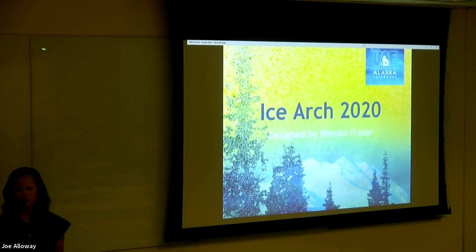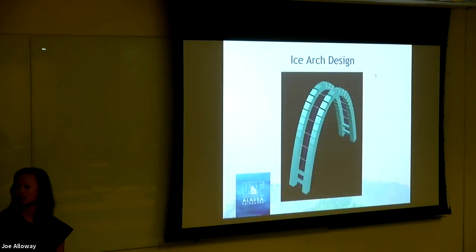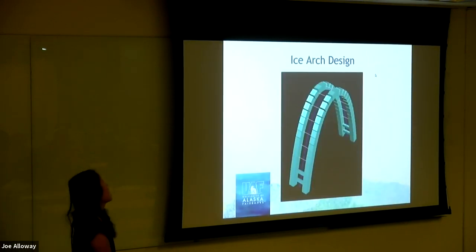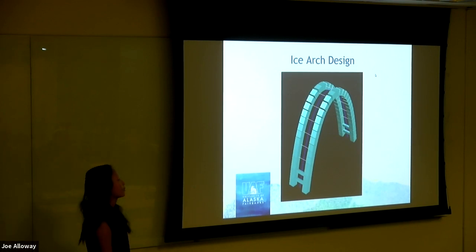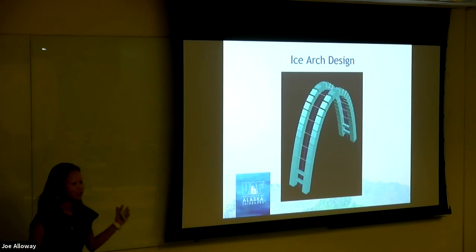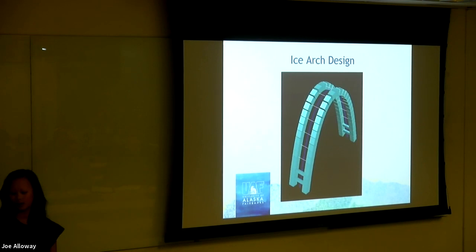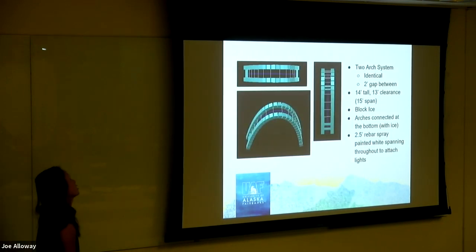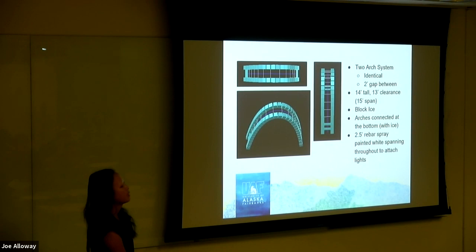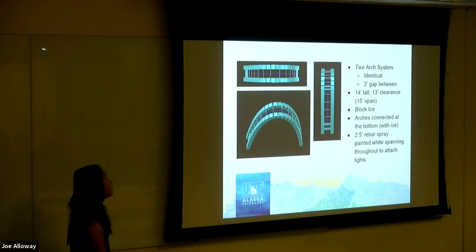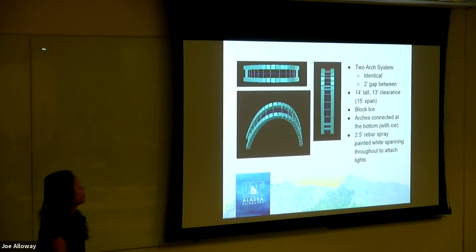So to start with, this is my ice arch. I drew it up in AutoCAD 3D. For the life of me, I couldn't get dimensions on there. So this is what you see, and I'll be showing this slide multiple times throughout. This arch is a 2-arch system. They are identical to each other. There's a 2-foot gap between them, and the arch is 14 foot tall with a 13-foot clearance.